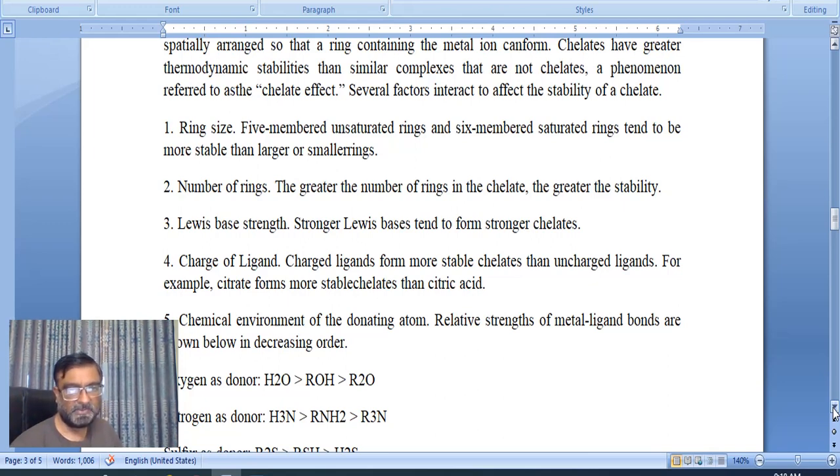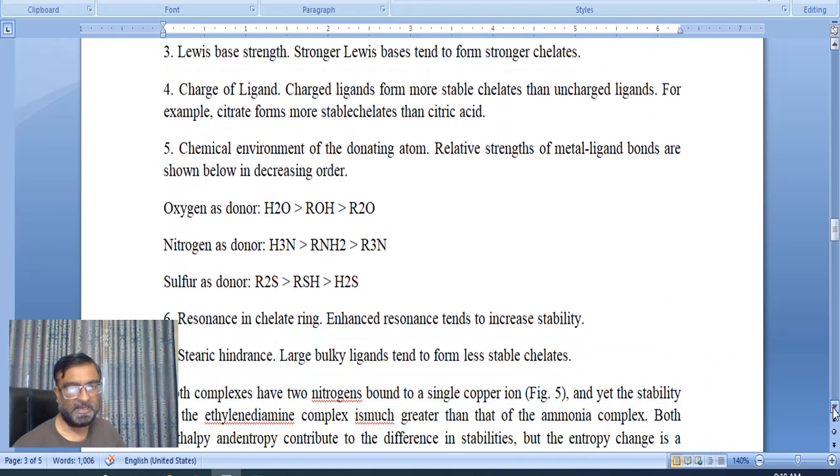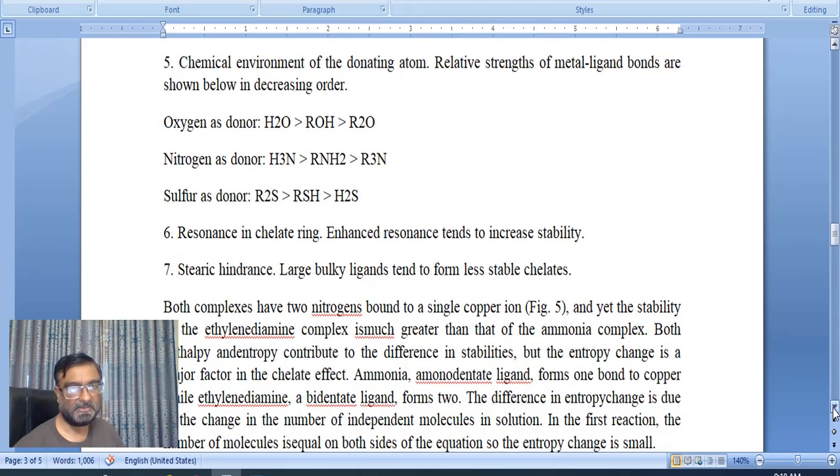Number 5, chemical environment of the donating atoms. The relative strength of the metal-ligand bonds depends upon the following decreasing order. For example, when oxygen is the donor, water has more chelating power than ROH, than R2O. When nitrogen is the donor, H3N has more than RNH2, than R3N. When sulfur is the donor, R2S is more than RSH, than H2S.